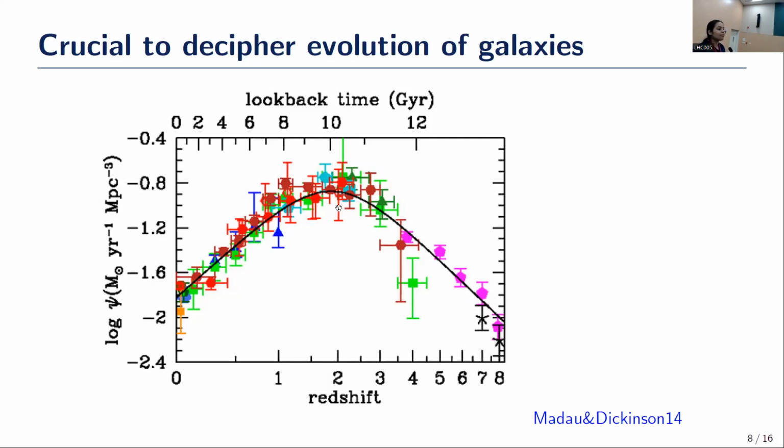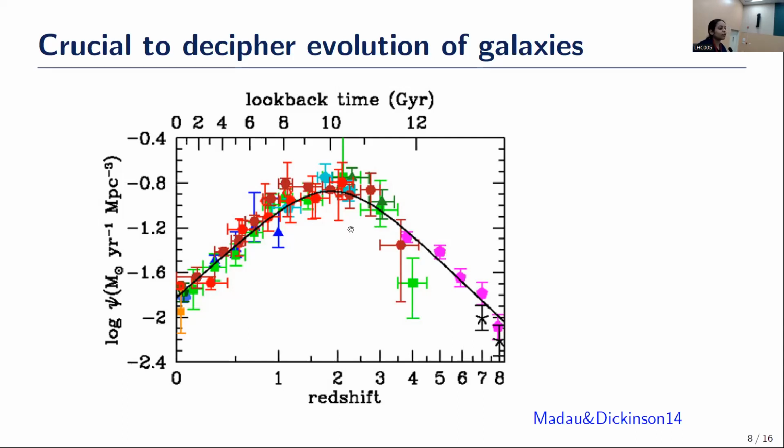This problem is given many names and dealt with in many ways. So why has it decreased? There could be 2 reasons. One is that the fuel has gone down, which means the gas and the dust inside the galaxies has reduced, or the star formation efficiency went down.